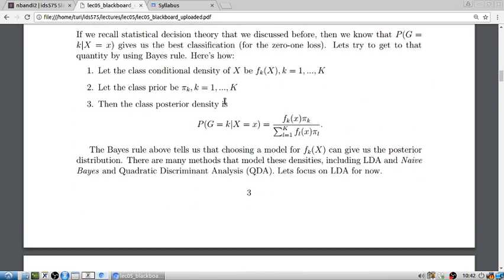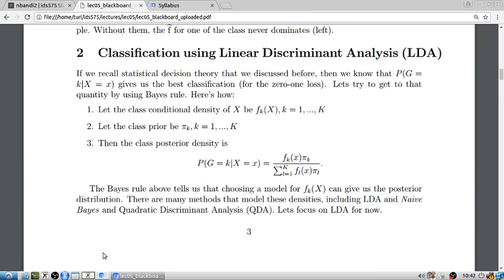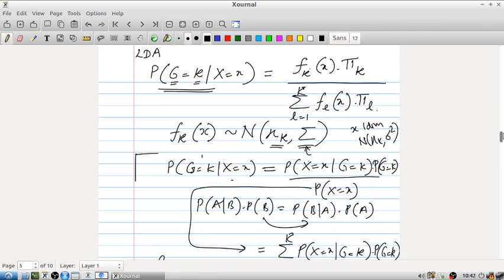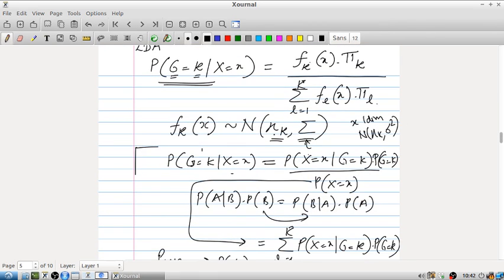Yeah, the mean of each class. So for fk, there is a mu k. It's the mean of the multivariate Gaussian. Okay, so let's assume.